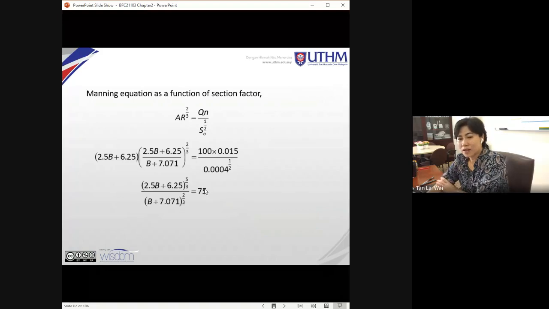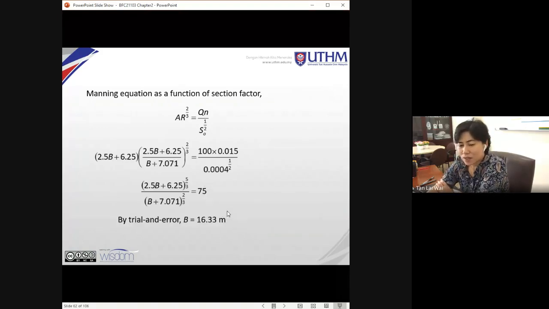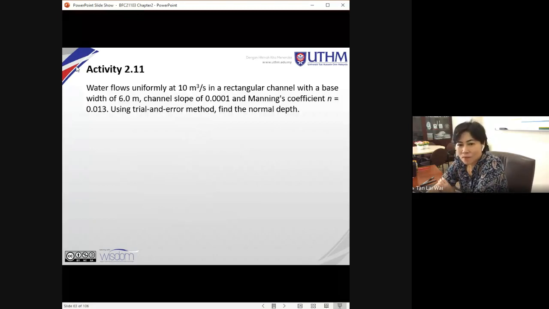The same way you solve for it, by trial and error. Just substitute in your calculator. You are going to solve it, and then you will get your bottom width equal to 16.33 meter. Try trial and error using normal depth. This is a rectangular channel. You could try this out.